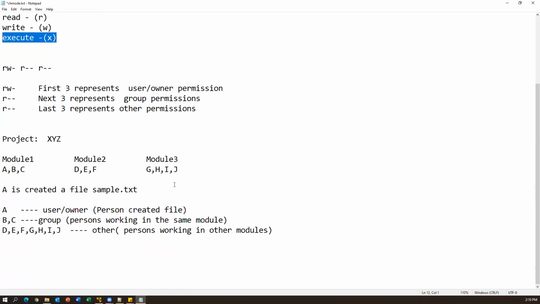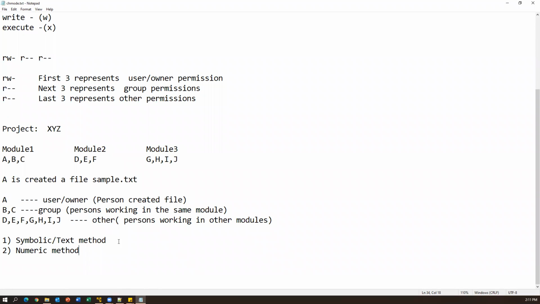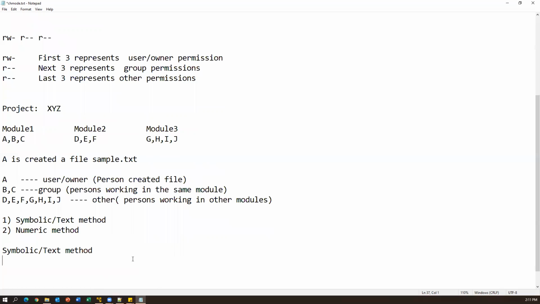Now let us see a few examples. The chmod command we can use in 2 different methods. One is called the symbolic or text method, and the second approach is the numeric method. First we will see how to use the chmod command with symbolic or text mode, and then we will see numeric mode.